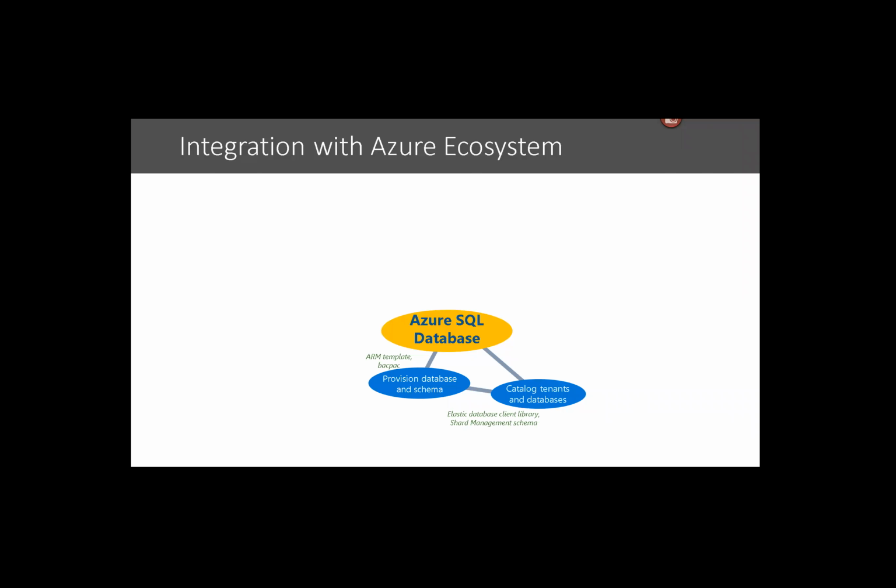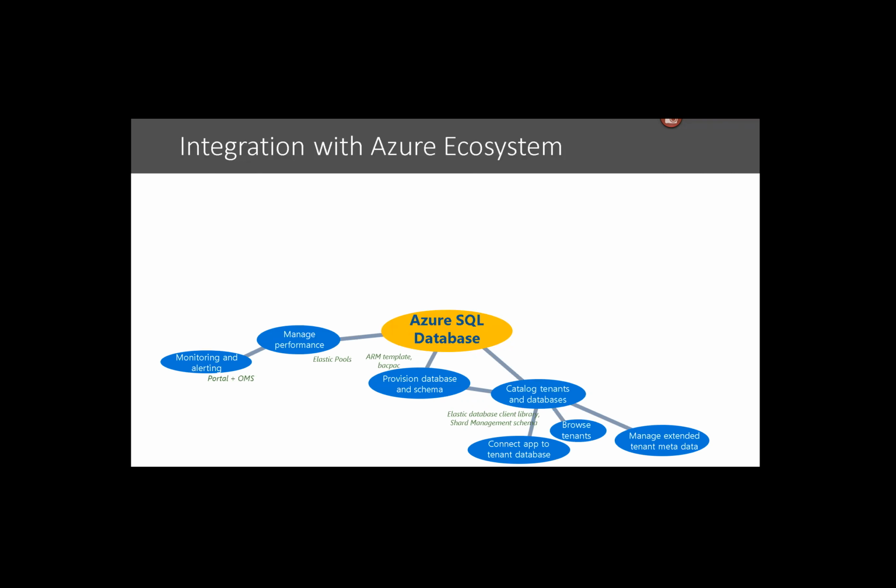Now, what do I mean by ecosystem? When you're developing on Azure, how do you automate deployments? When you're having large-scale deployments of SQL database, you can use ARM templates. You can use BACPAC for exporting the data. Elastic database management client libraries, again, Elastic Pool for efficiently utilizing your resources. For managing performance, you already have DMVs. There are third-party solutions as well.